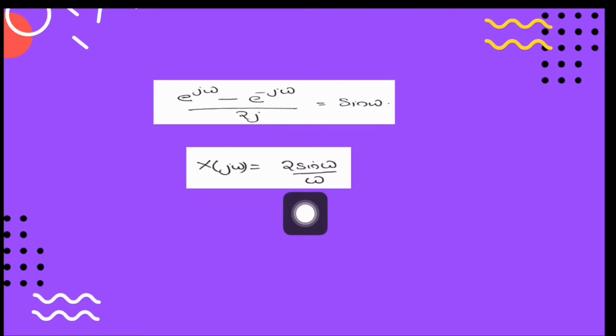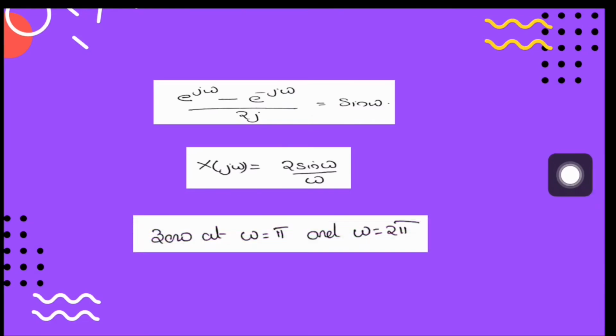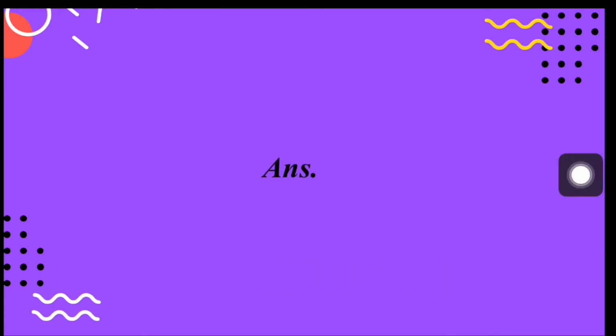Thus we obtain the Fourier transform of the continuous time signal x of t. What is our next task? Our next task is to find the angular frequencies at which this Fourier transform becomes 0. Here we have a sine function which becomes 0 at omega equal to pi and 2 pi. Correspondingly, the angular frequencies at which x of j omega becomes 0 are pi and 2 pi. Thus, our answer is option A.